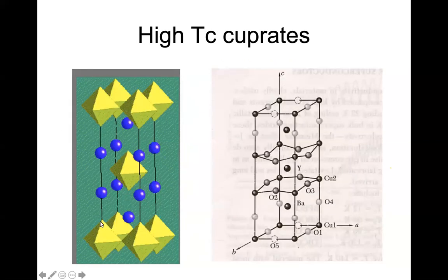But here again you have another rock salt layer in between, and then again this layer will shift, but it will repeat. So this is called the K2NiF4 structure, because the original structure known was K2NiF4, and here La2CuO4. When you dope this compound, it becomes superconducting at high temperatures. And this is yttrium barium copper oxide, and so on.